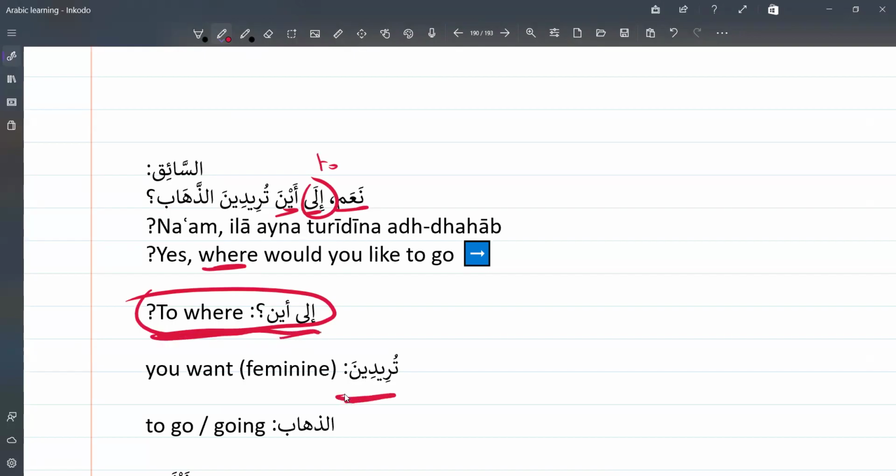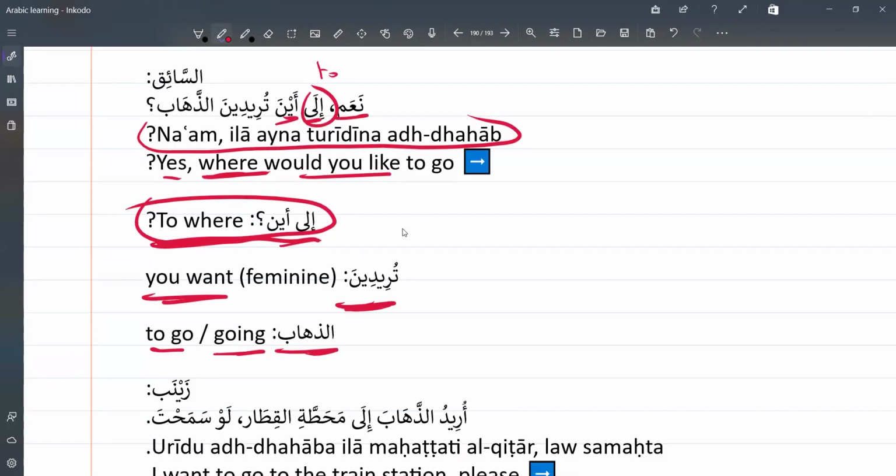And تريدين means you want, and adh-dhahab means to go or going. So this sentence literally means to where you want to go, basically conveying the same meaning as yes, where would you like to go? Ila means to, aina means where, turidina means you want, adh-dhahab means to go or going.